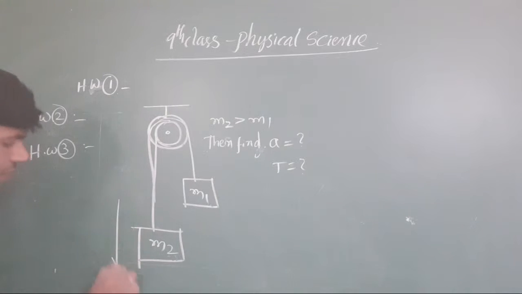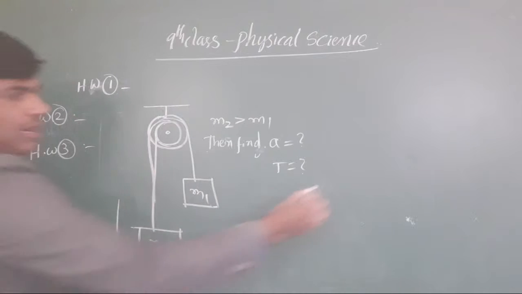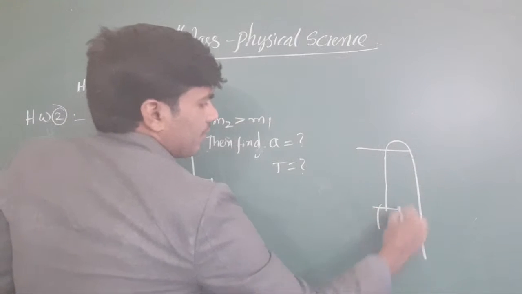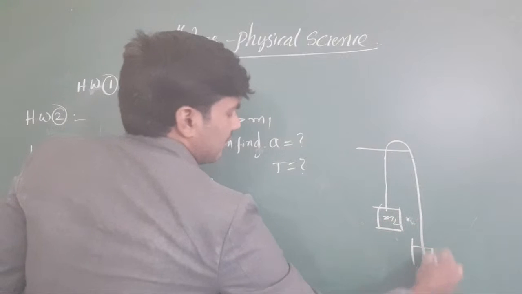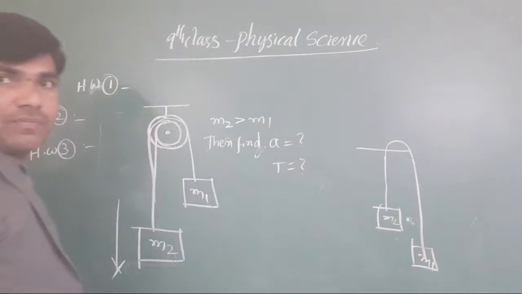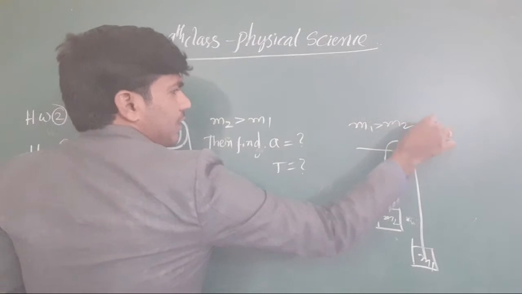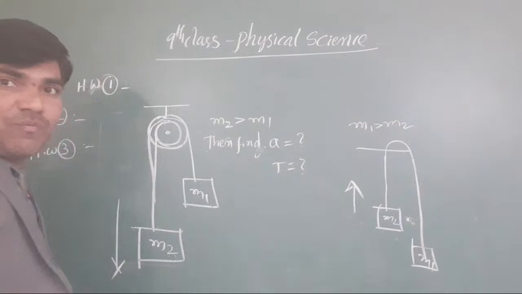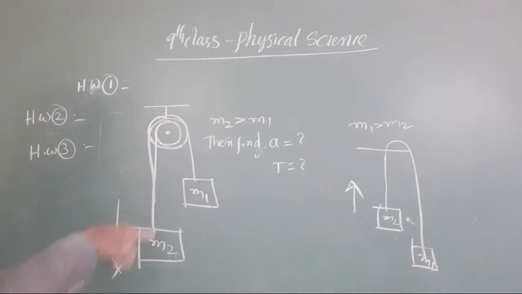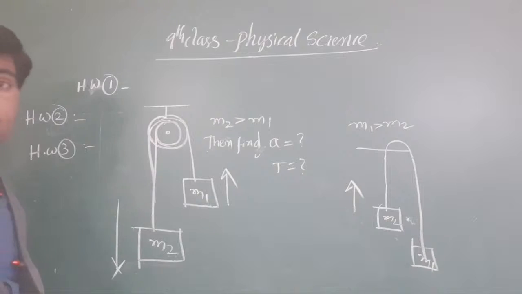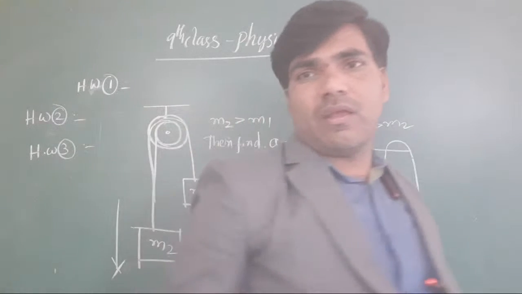Now there is a change in the direction. In the normal condition we take it like this, with M2 and M1. There, M1 is greater than M2, so M1 moves in the upward direction and M2 moves in the downward direction. Now the equations change. Clear, all the students?